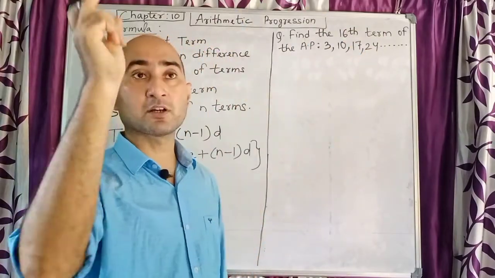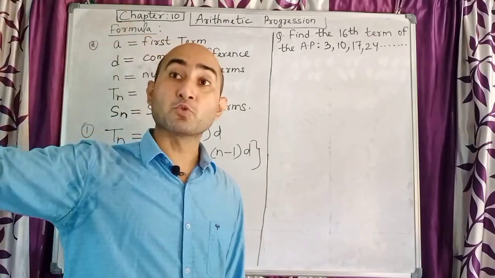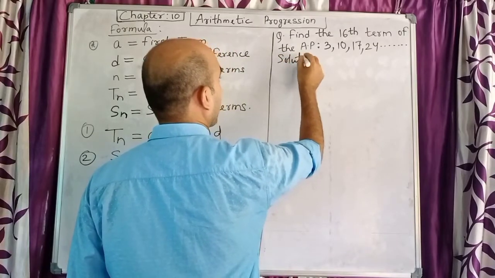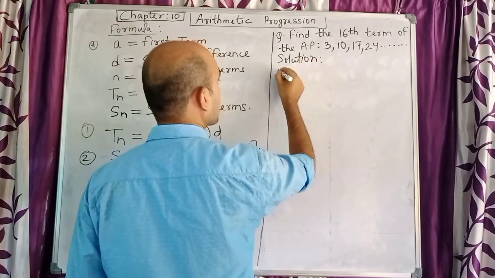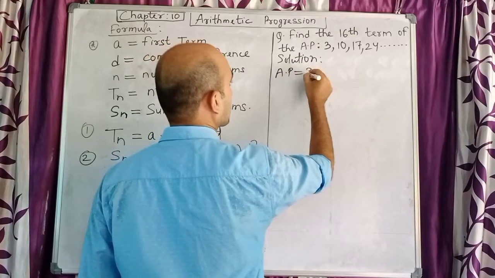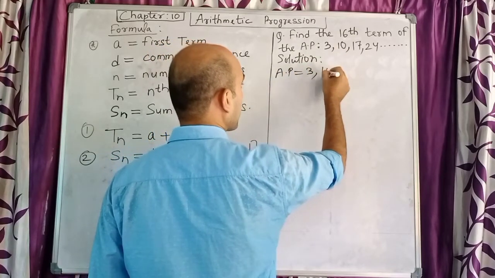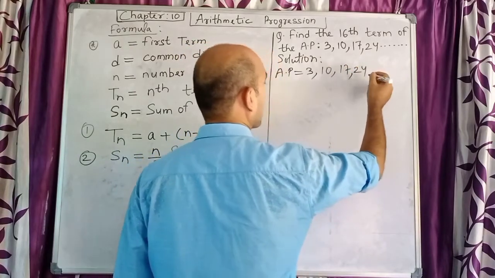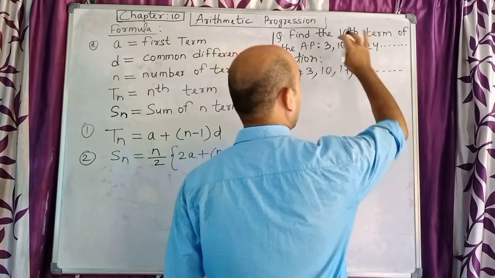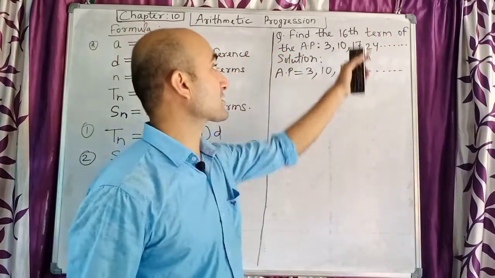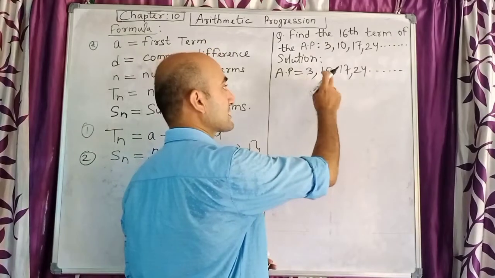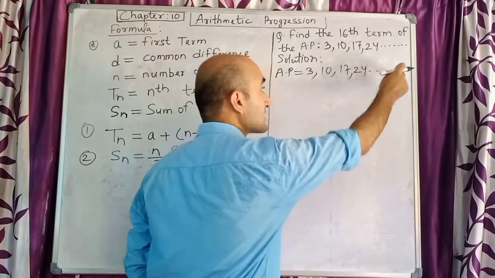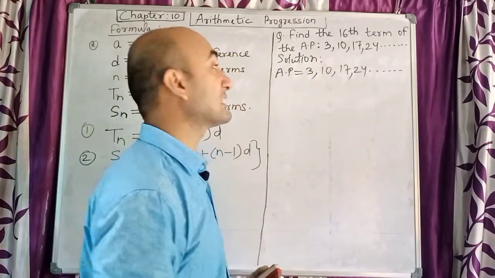First term, second term, third term, fourth term. Who is the 16th term of this AP? The solution I will write. My AP, arithmetic progression, equals: the first term is 3, second term is 10, third term is 17, fourth term is 24, but the demand of the question is to find the 16th term. So it's very easy. First term is 3, second term is 10, third term is 17, fourth term is 24. But who is the 16th term? So here we have to find Tn.